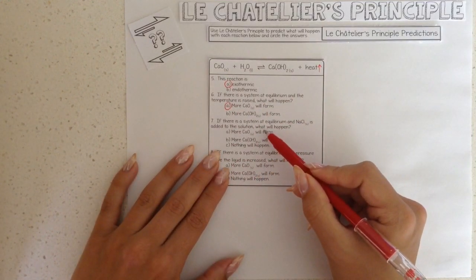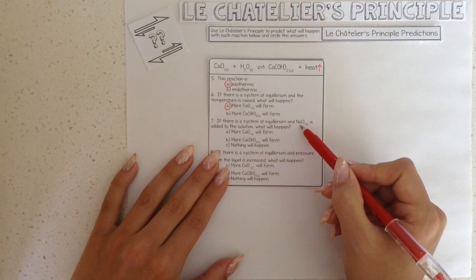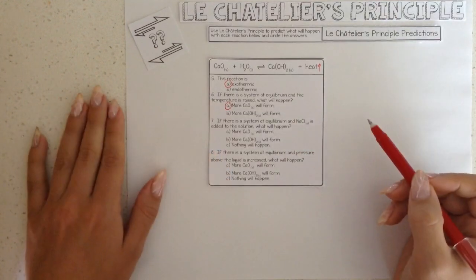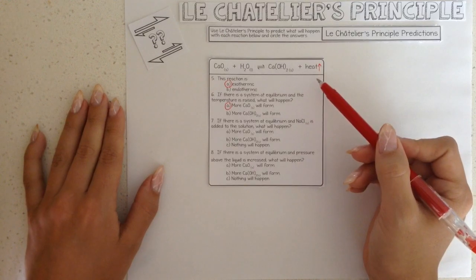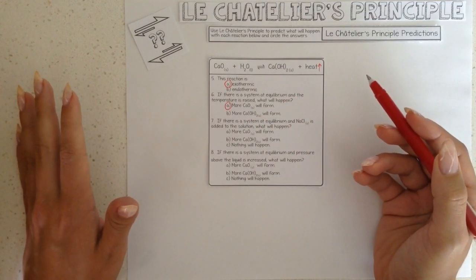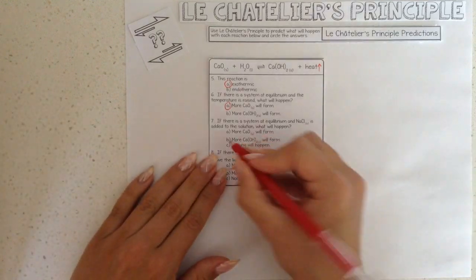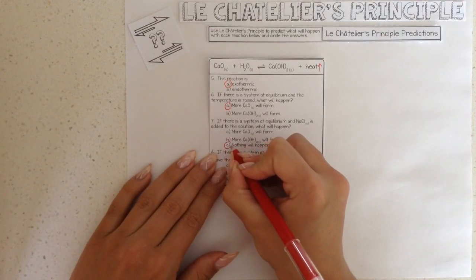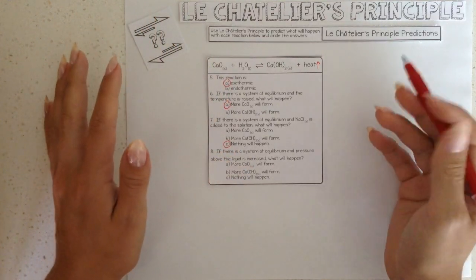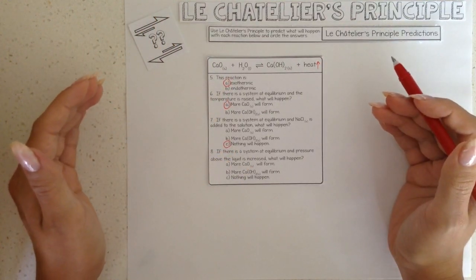If there is a system at equilibrium and sodium chloride is added to the solution, what will happen? Well, we don't have any sodium ions and we don't have any chloride ions in the system. So nothing's going to happen. If you had sodium involved or chlorine involved, then that would add a stress to the system.